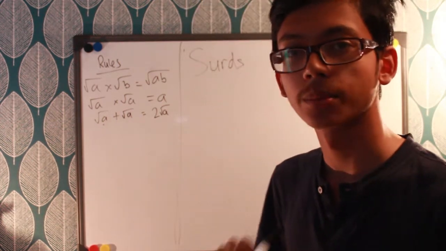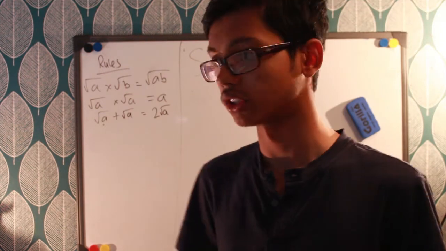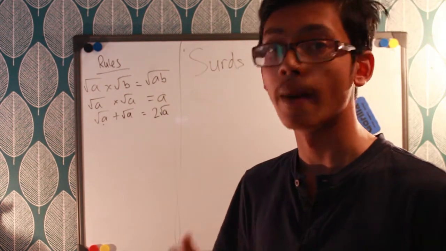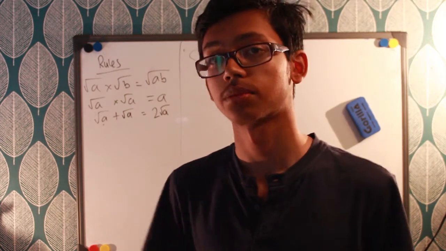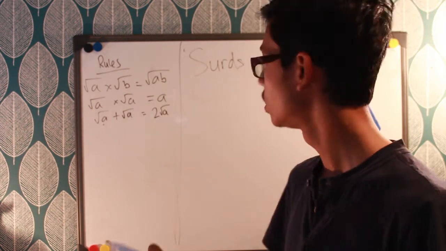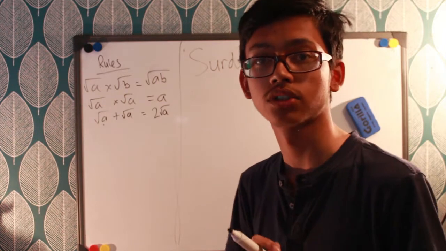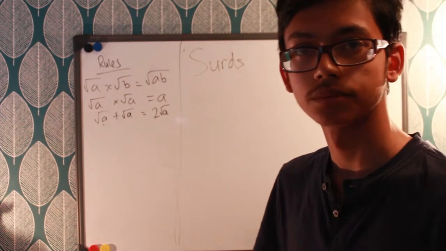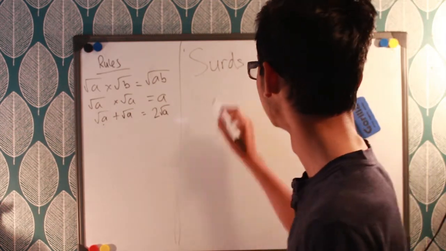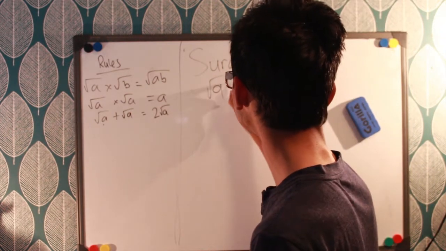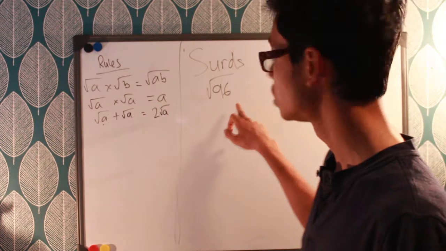Now some questions might ask you to simplify a surd. Now they might not ask you to simplify a surd, but most questions will indirectly involve the process of simplifying surds. Now simplifying surds is a very vital technique which makes it easier to answer questions. Now let's give an example. Root 96. Now that's a very big number and that can easily be simplified.